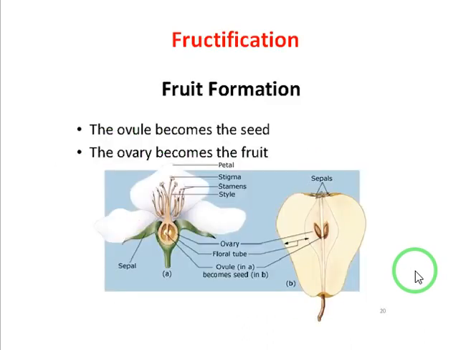The third stage is fructification. It means fruit formation. In this step, the petals, the colored parts of the flower, and the sepals, which are the green parts or green leaves of the flower, fall down and dry out. Then the ovary enlarges and becomes the fruit, while the ovule inside the ovary, the female reproductive cell, may transform and become a seed.